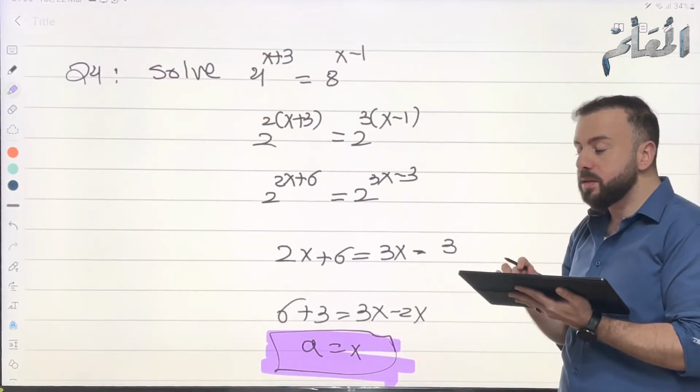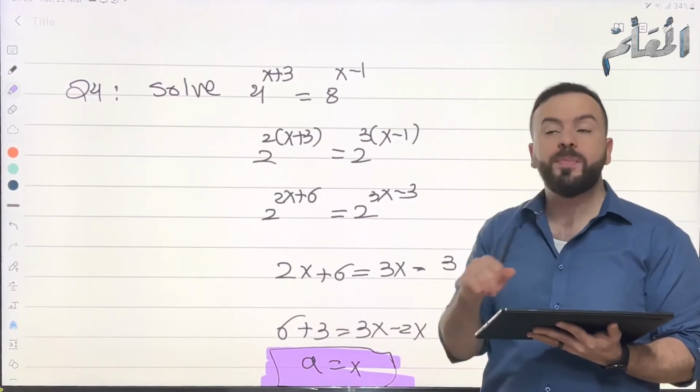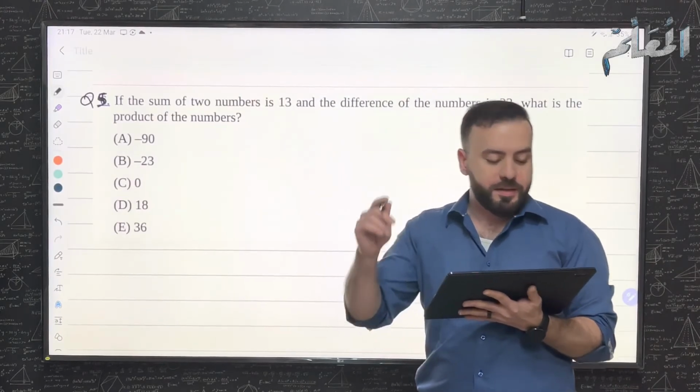But remember always, this is not the only method. You can also use logarithms. Okay, see you next, question 5, guys.